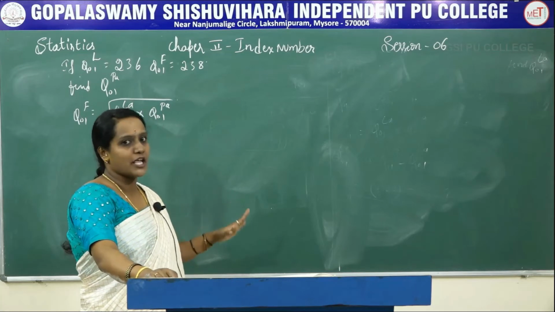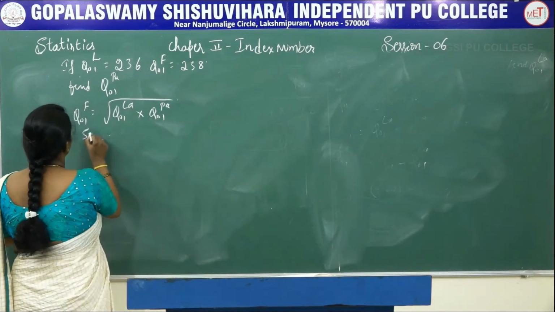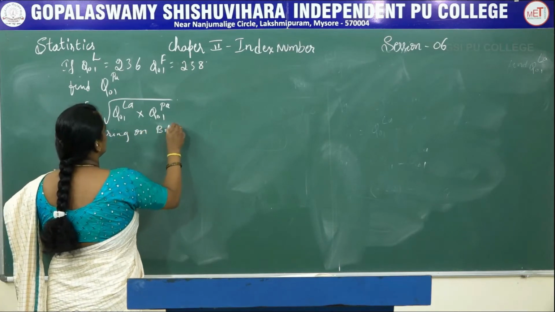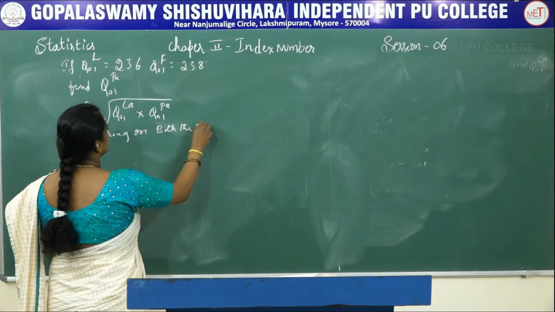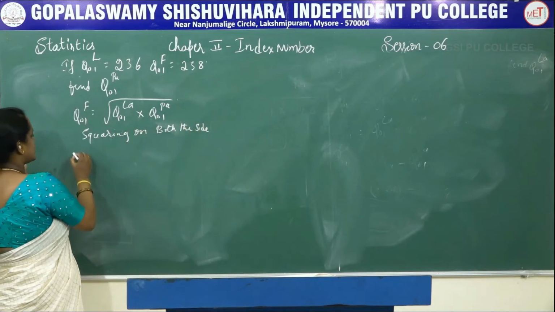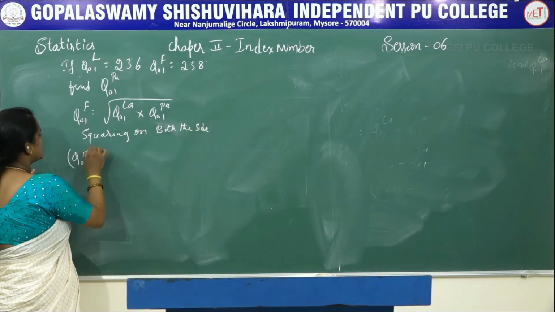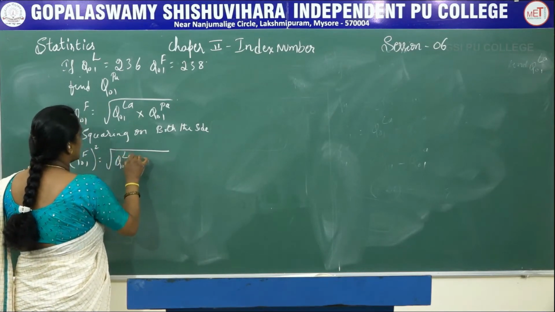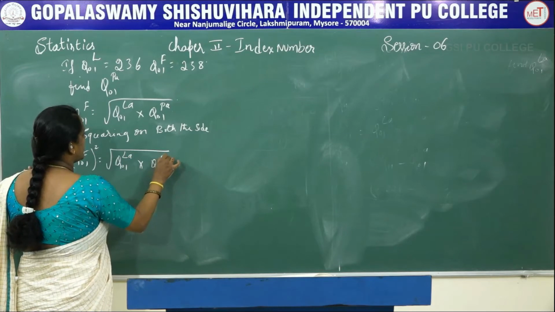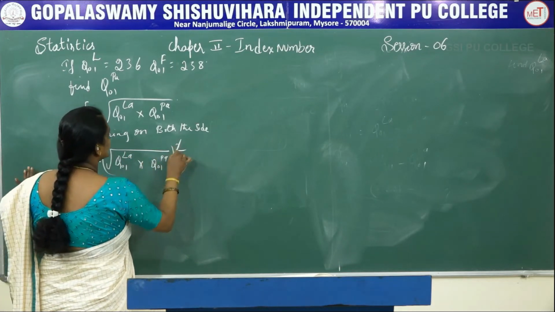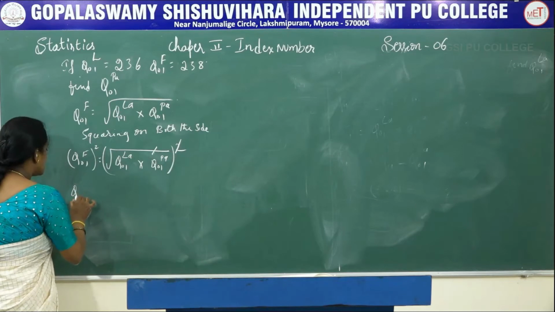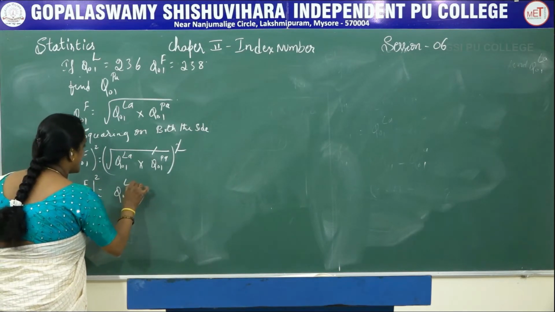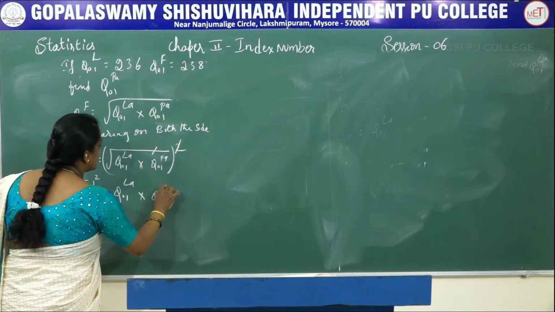So do squaring on both the sides. If we square on both the sides, it is Q01 of Fisher's whole square is equal to square root of Q01 of La into Q01 of Pa, the whole square. Here square and root will get cancelled. So Q01 of Fisher's whole square is equal to Q01 of La into Q01 of Pa.